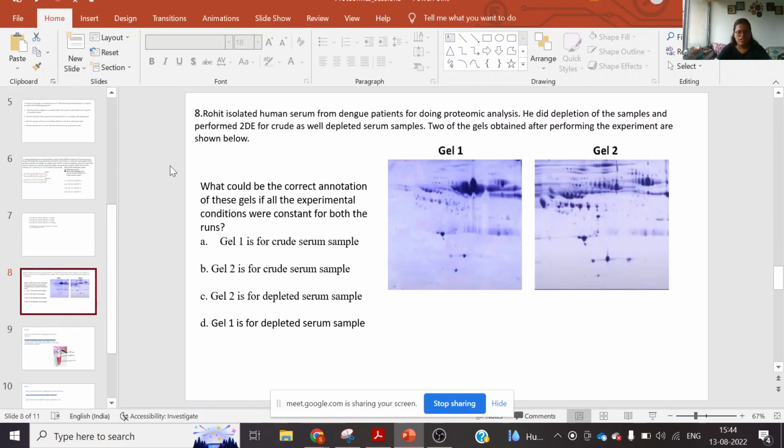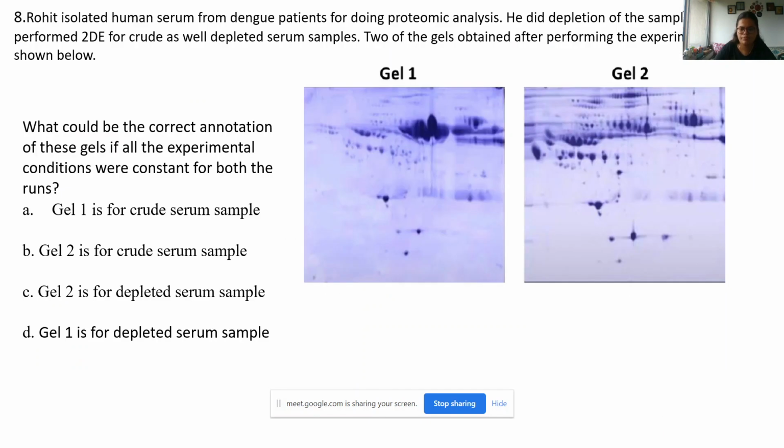So this is question 8. Rohit isolated human serum from dengue patients for doing proteomic analysis. He did depletion of the samples and performed 2DE for crude as well as depleted samples. Two of the gels obtained after performing the experiment are shown below. What could be the correct annotation of these gels if all the experimental conditions were constant for both the runs?